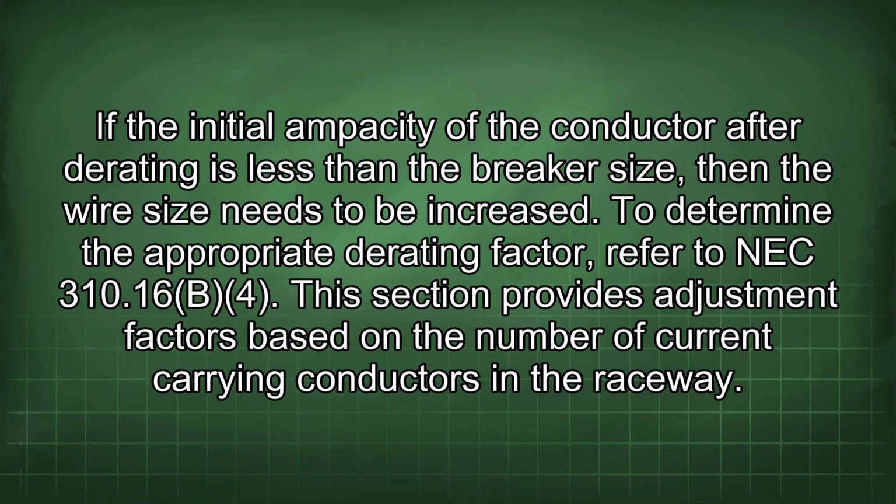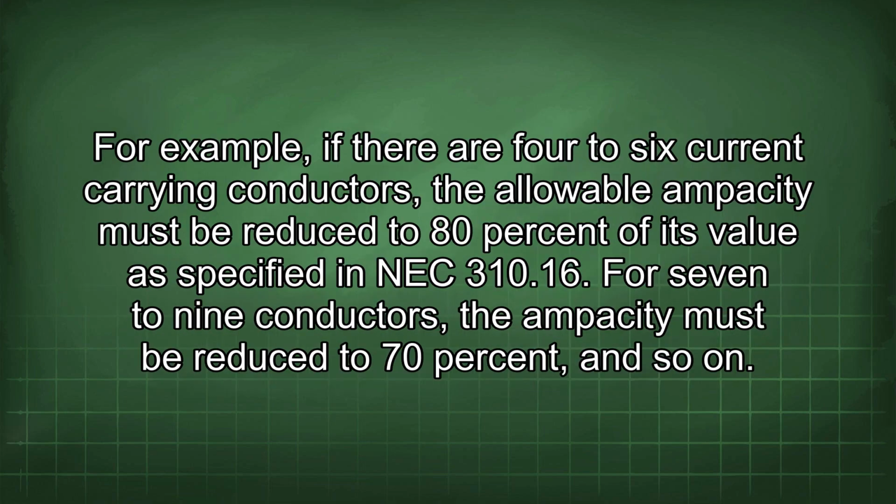This section provides adjustment factors based on the number of current-carrying conductors in the raceway. For example, if there are 4 to 6 current-carrying conductors, the allowable ampacity must be reduced to 80% of its value as specified in NEC 310.16. For 7 to 9 conductors, the ampacity must be reduced to 70%, and so on.